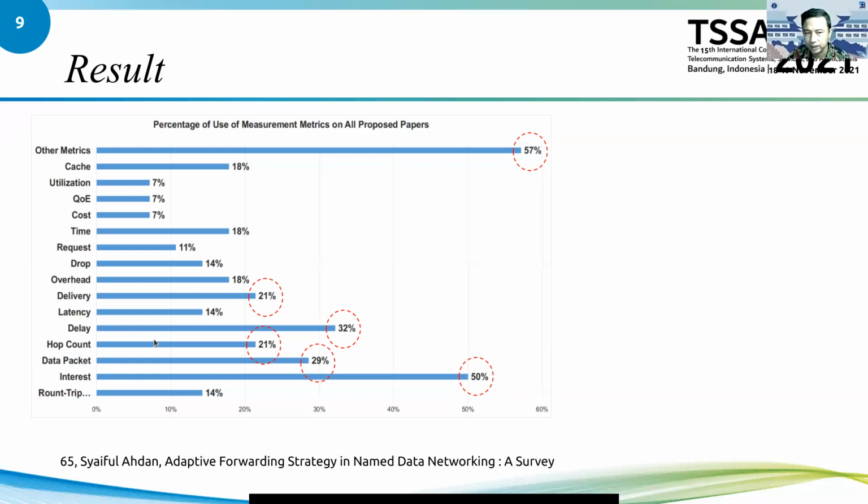In addition, the delivery parameter and the hop count parameter are also widely used in measuring forwarding strategy performance. 21% of proposed forwarding strategies use the delivery metric, and 21% use the hop count parameter.